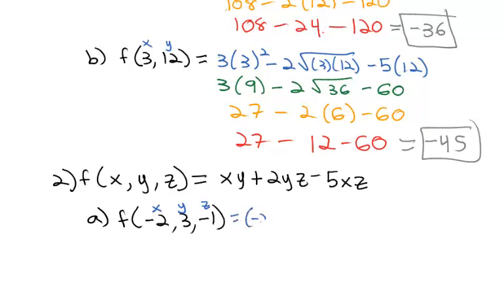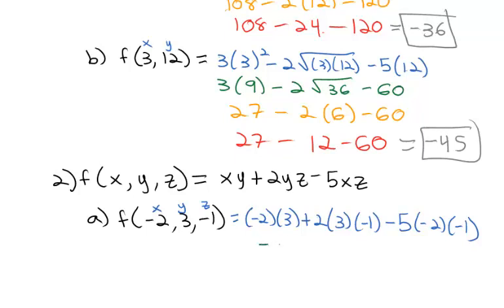So xy becomes negative 2 times 3. Plus 2yz becomes 3 times negative 1. Minus 5xz becomes negative 2 times negative 1. And then we can start simplifying. Negative 2 times 3 is negative 6. 2 times 3 times negative 1 is negative 6. And negative 5 times negative 2 times negative 1 is negative 10. And so when we add this together, we get negative 22.